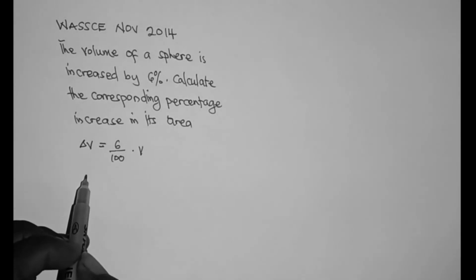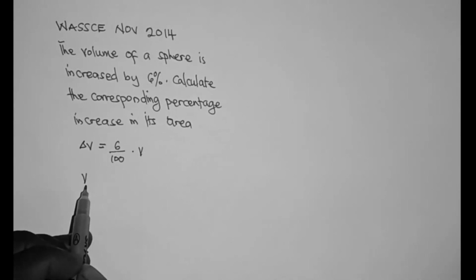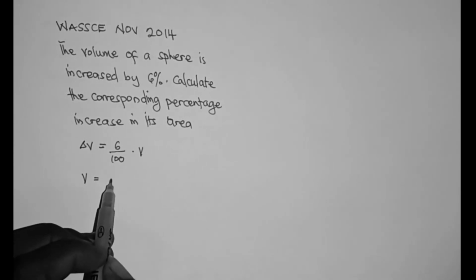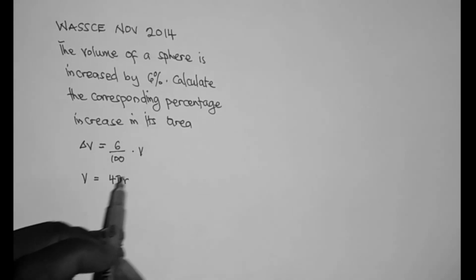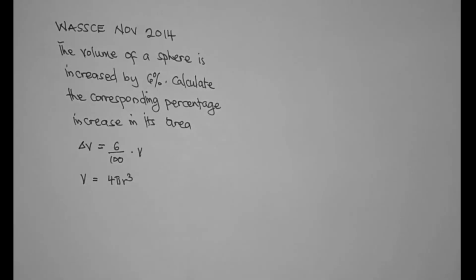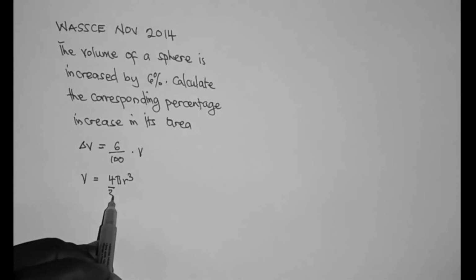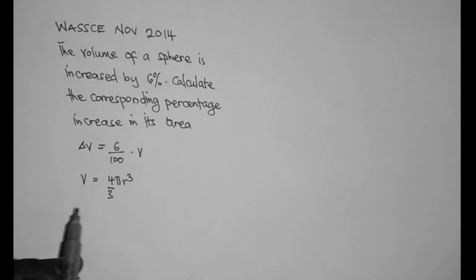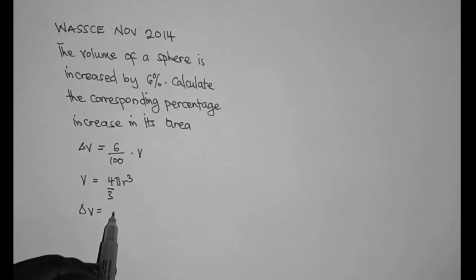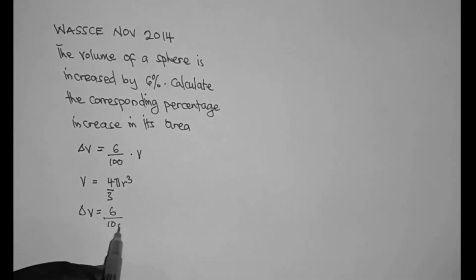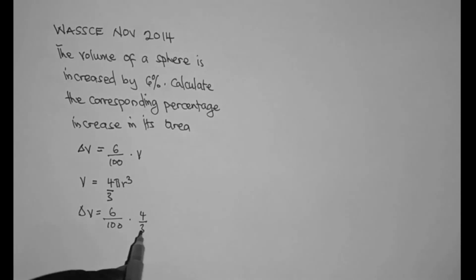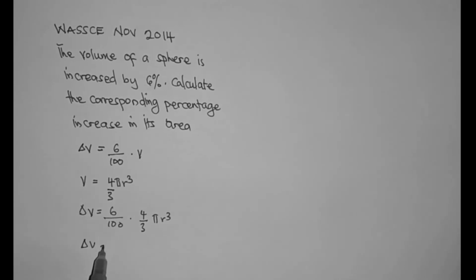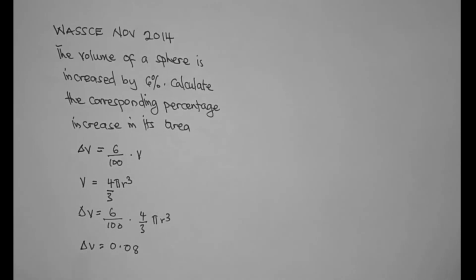So let's find the volume of a sphere. The volume of a sphere, V, is given as 4 over 3 pi r cubed. And therefore the increase in volume, delta V, is 6 over 100 times 4 over 3 pi r cubed. So what is the value of delta V? Delta V is equal to 0.08 pi r cubed.